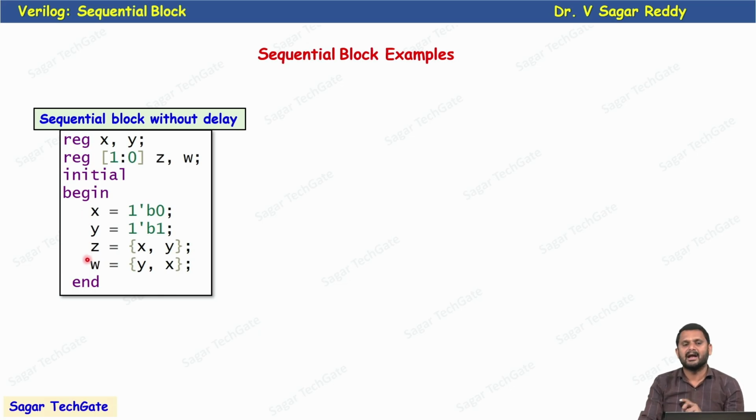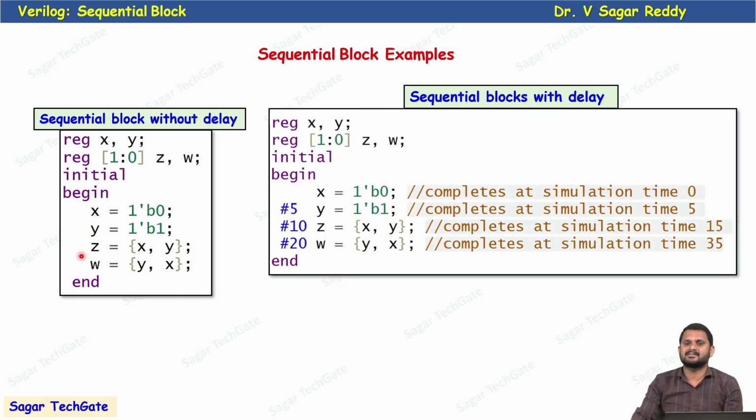Now let us consider a sequential block with delays. I consider the same example but add some delays. We know how to represent delays in Verilog by using a hash. So now, x equal to 1'b0. Remember that all procedural blocks, that is initial and always, start at 0 simulation time. All initial blocks will start at 0 simulation time. Assume this is the first statement in this initial block, so there is no prior delay here. So this will execute at simulation time 0 only.